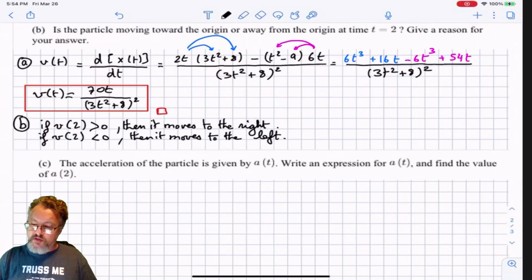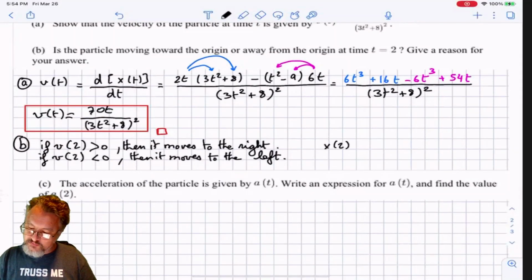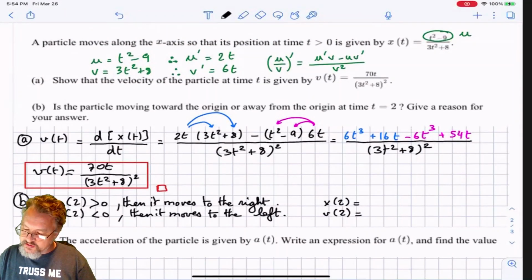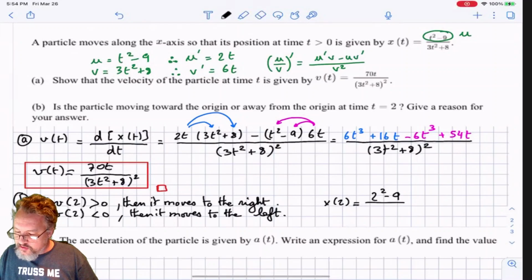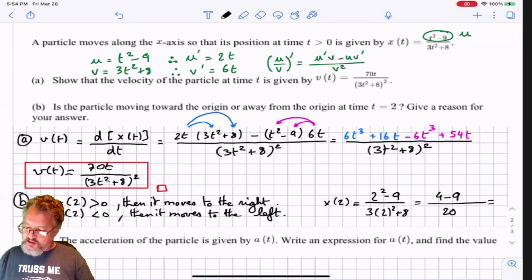So what do I need here? Well, I need to know two things, basically. I want to know x of 2, and I want to know v at 2 in order to conclude. So x at 2, I'm going to replace up here. So it's going to be 2 squared minus 9 divided by 3 times 2 squared plus 8. So it's going to be 4 minus 9 over 20. So it's going to be negative 5 over 20, negative 1/4, right?